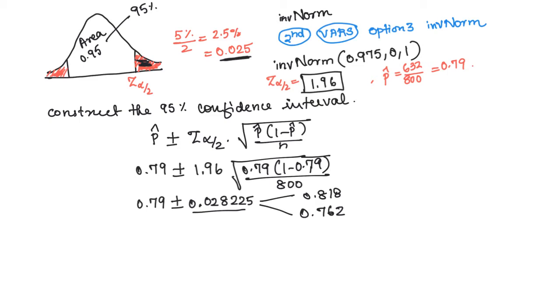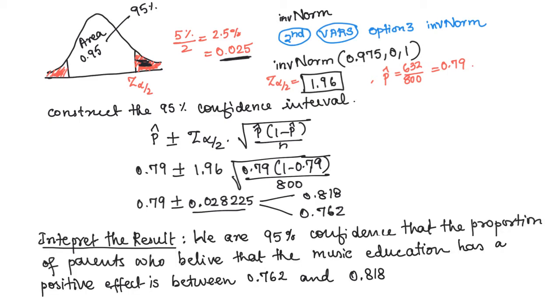Now we can interpret the result. We are 95% confident that the proportion of parents who believe that music education has a positive effect is between 0.762 and 0.818.